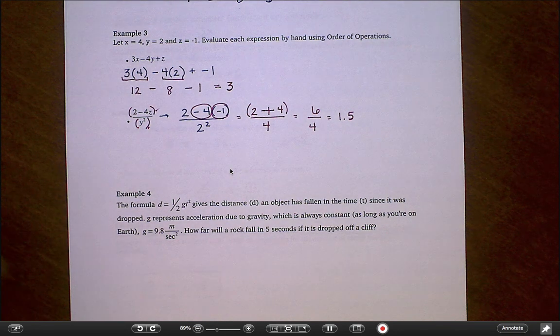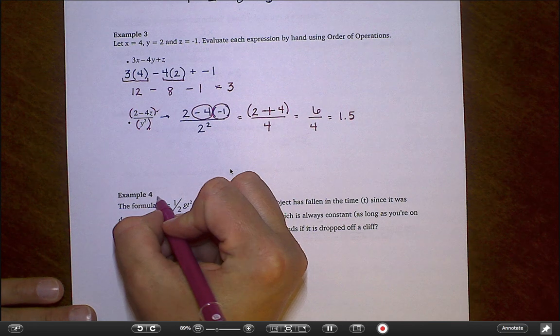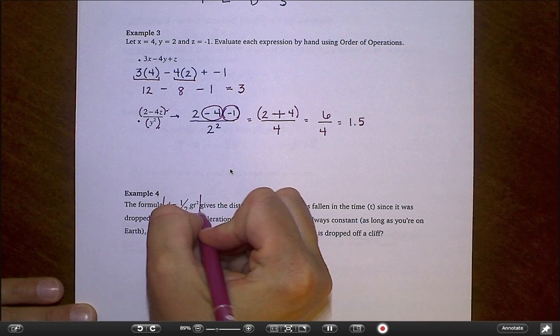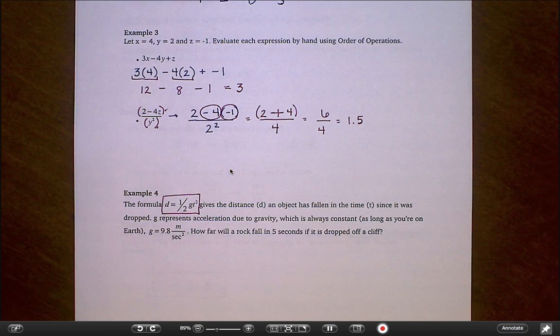This is a formula problem. So right off the bat, it gives me this formula. And I have no idea where this comes from. I have no idea what it means. But in math, we can work with formulas if they give us a formula.